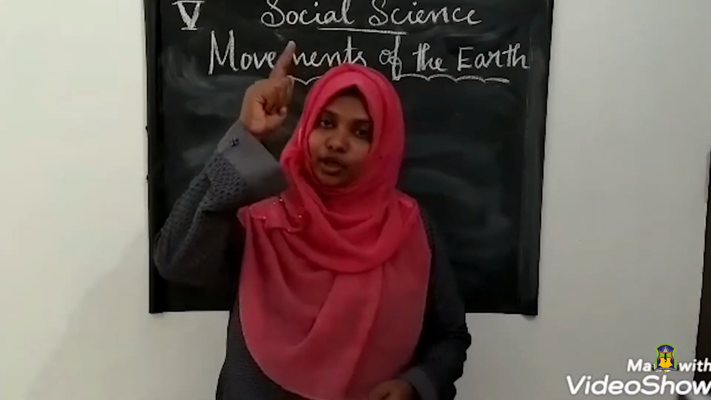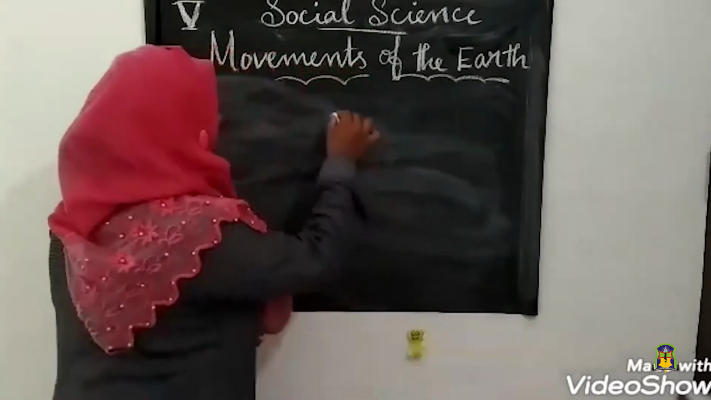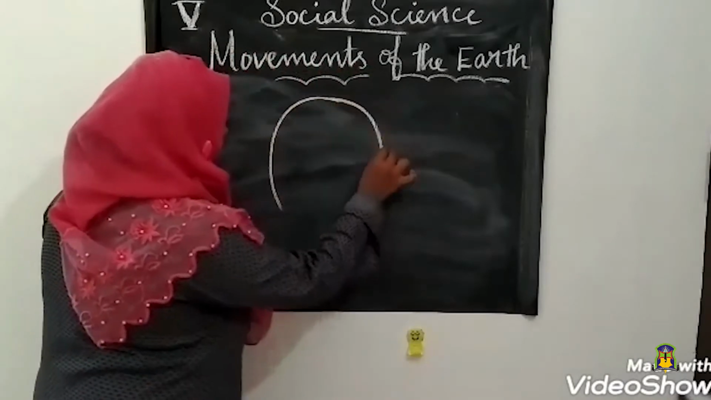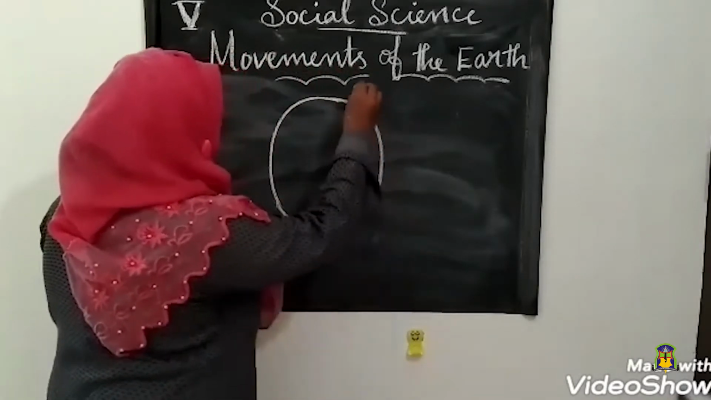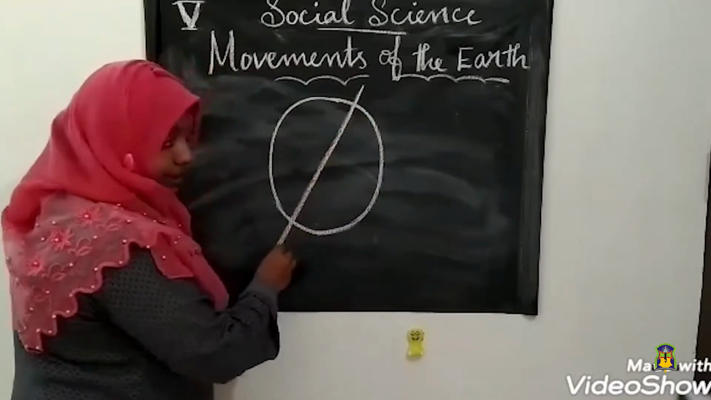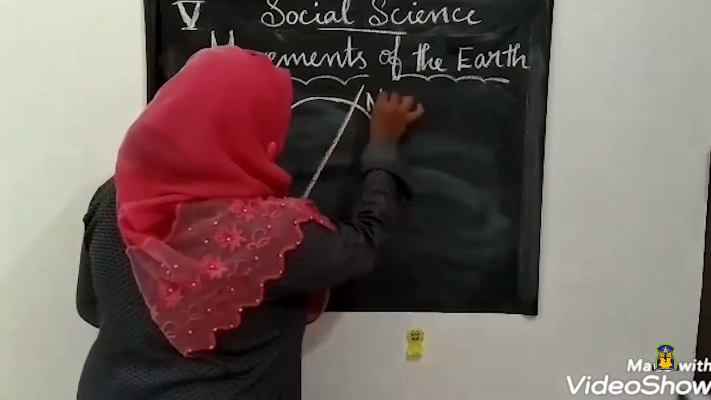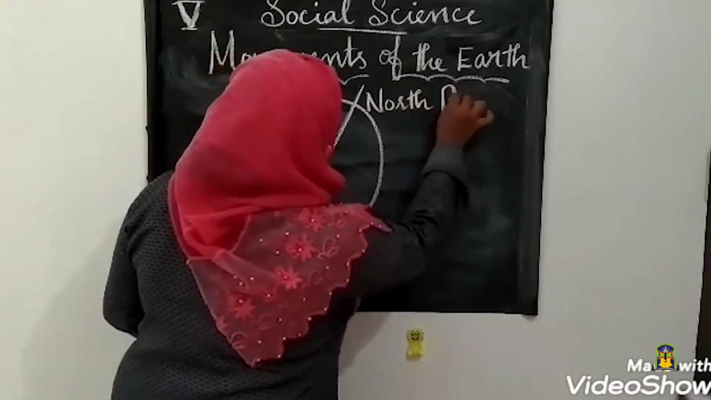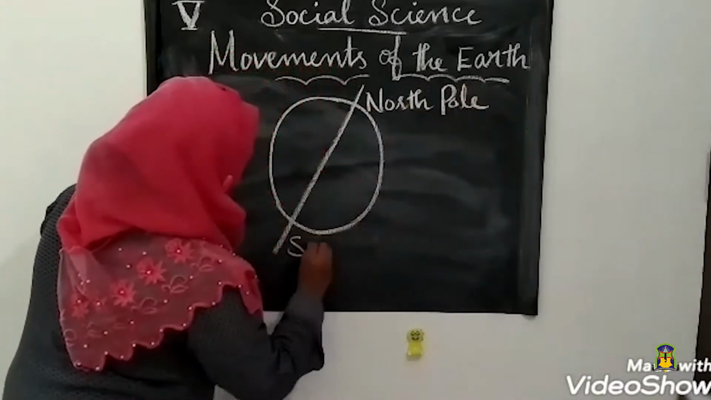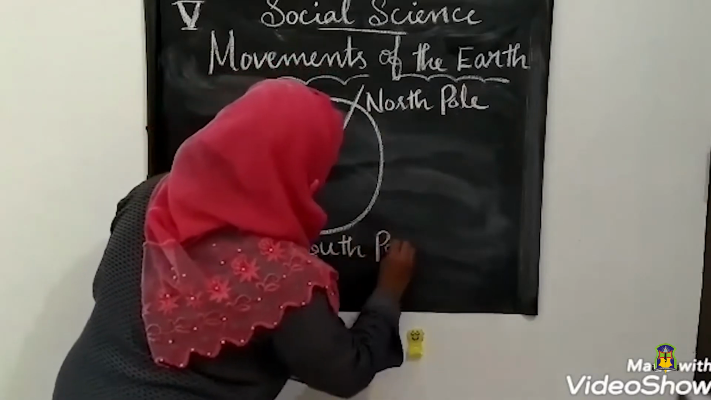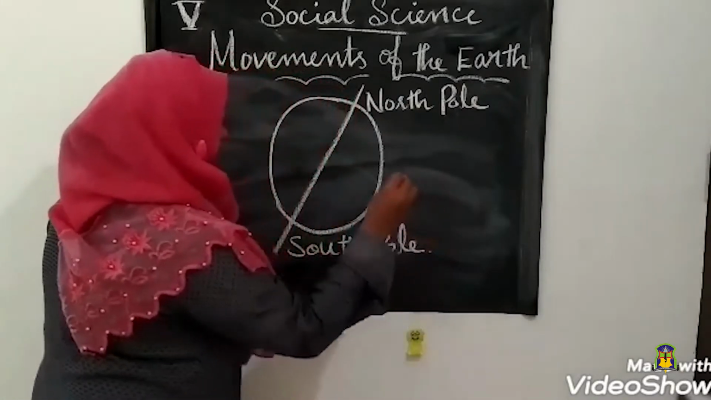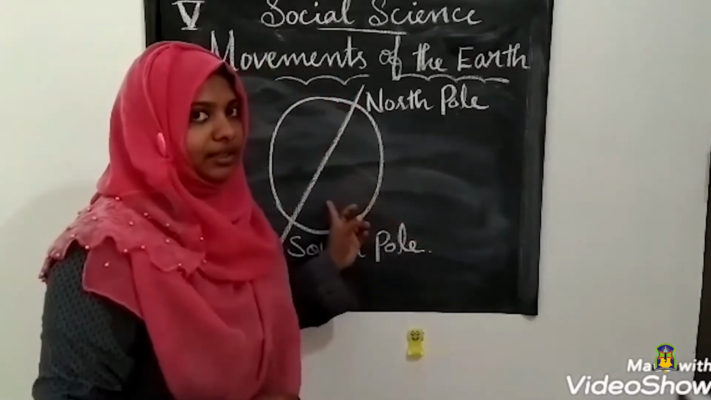What is an axis? It is an imaginary line drawn through the center of the Earth, joining the North Pole and South Pole. This is called the axis of the Earth.